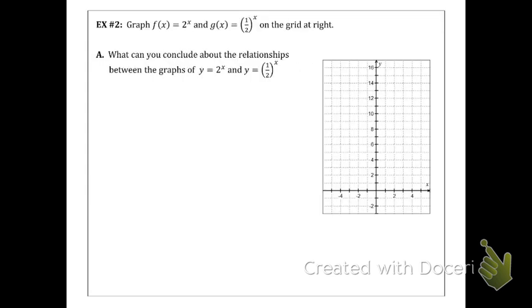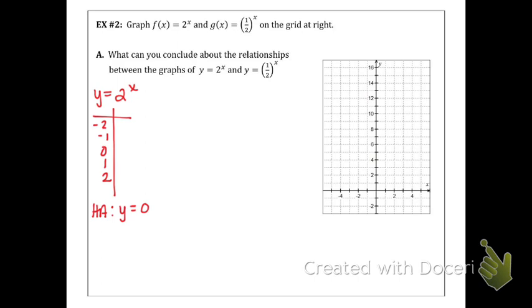Alright, so example 2 here says graph f of x equals 2 to the x and g of x equals 1/2 to the x on the same grid at the right. Then it wants to know what we can conclude about the relationships between those two graphs. Alright, so for y equals 2 to the x, I'm just going to pick some x values here. There's no transformations going on, so I know I have a horizontal asymptote at y equals 0.